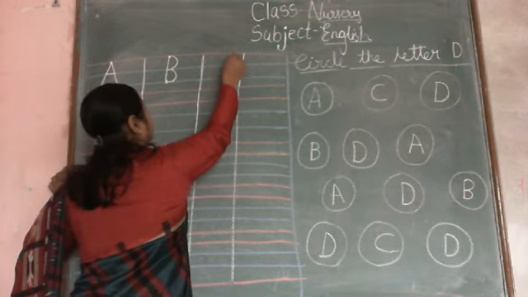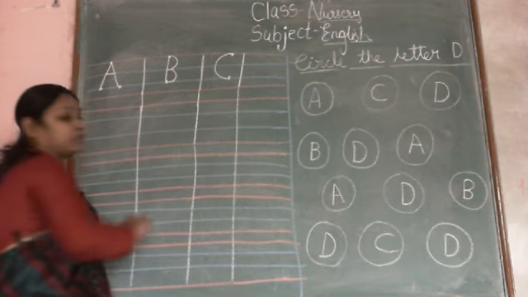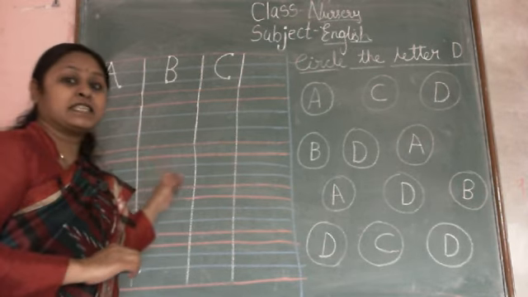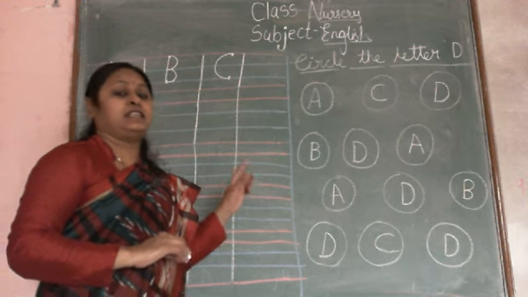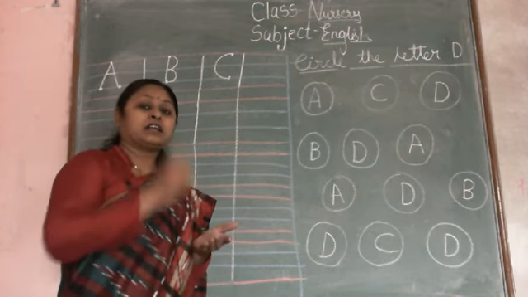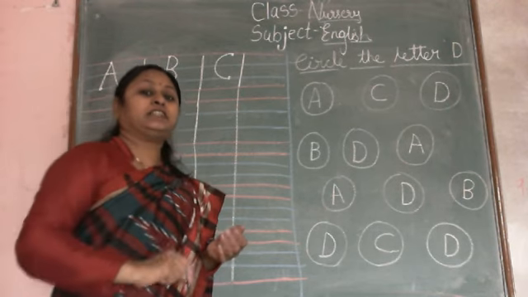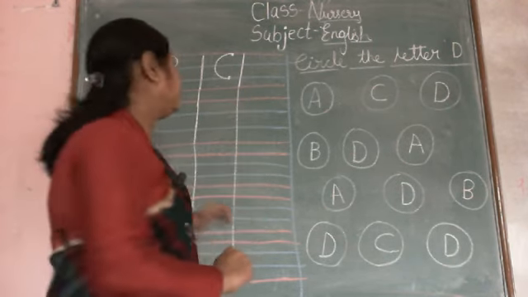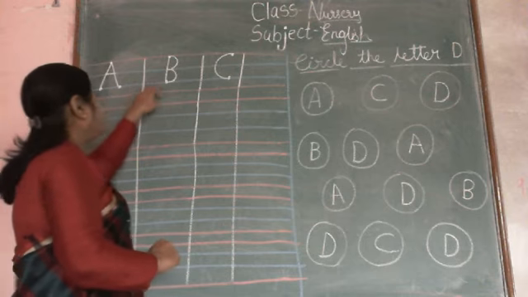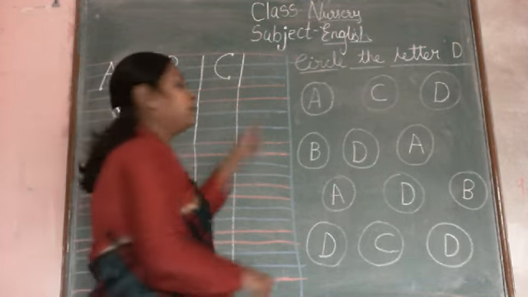After B, which letter will come? C. Half curve, half curve. Which letter is this? C. C for cat, C for cup, C for cap, C for come. A, B, C.